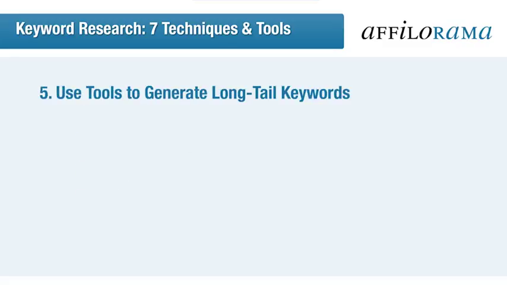Like with buyer intent, the more specific your keywords are, the more likely you are to get people who actually want your product. Now, this is where long-tail keywords come in. You can use tools like Ubersuggest or Affilo tools to develop a list of highly targeted long-tail keywords. And I'll show you how easy it can be.